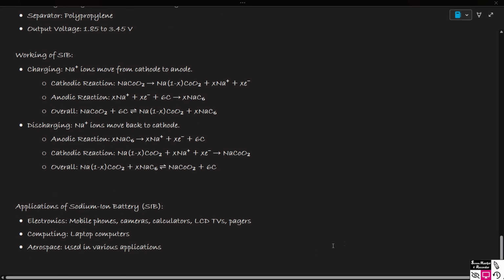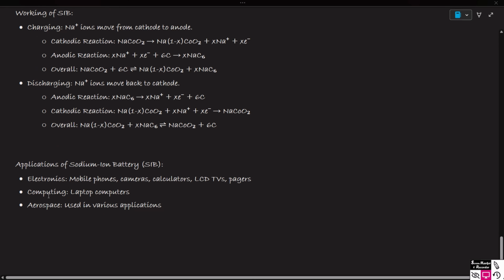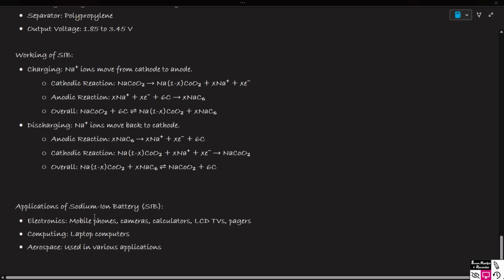So, applications of sodium ion batteries. Coming to the applications, sodium ion batteries are used in electronics, computing, and aerospace. Electronics: mobile phones, cameras, calculator, LCD TV, etc. And computing: laptop computers. Aerospace: used in various applications. You can write these three applications. And similarly, lithium ion batteries is also asked in VTU. Just remove the Na here and add Li.